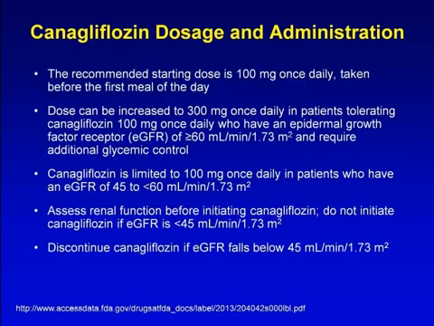Here's an example on the next slide of what is in a package insert on dosage and administration. Canagliflozin is recommended at a starting dose of 100 milligrams once a day, taken before the first meal of the day. And then the dose can be titrated upwards as the patient tolerates it well and needs further reduction in glucose or A1C, from 100 to 300 milligrams. In those, as I mentioned, who have a GFR of 45 to 60, limit the dose to 100 milligrams and don't start treatment with this drug if the GFR is below 45, or if it falls below 45 for any reason, canagliflozin should be discontinued.